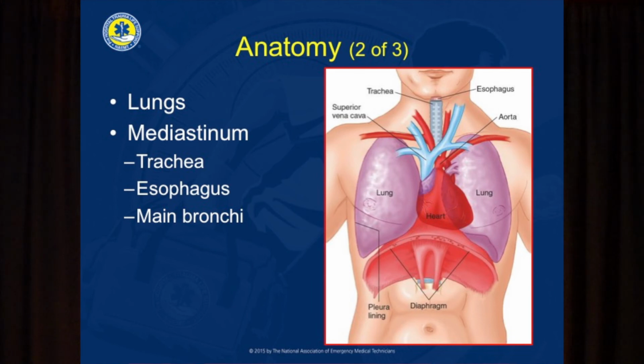As you can see from the picture, the trachea comes down, intermingles between those great vessels, and branches off into the left and right main stem to provide oxygen to the lung, and you see the vessels coming in and out of the heart all through that area as well.